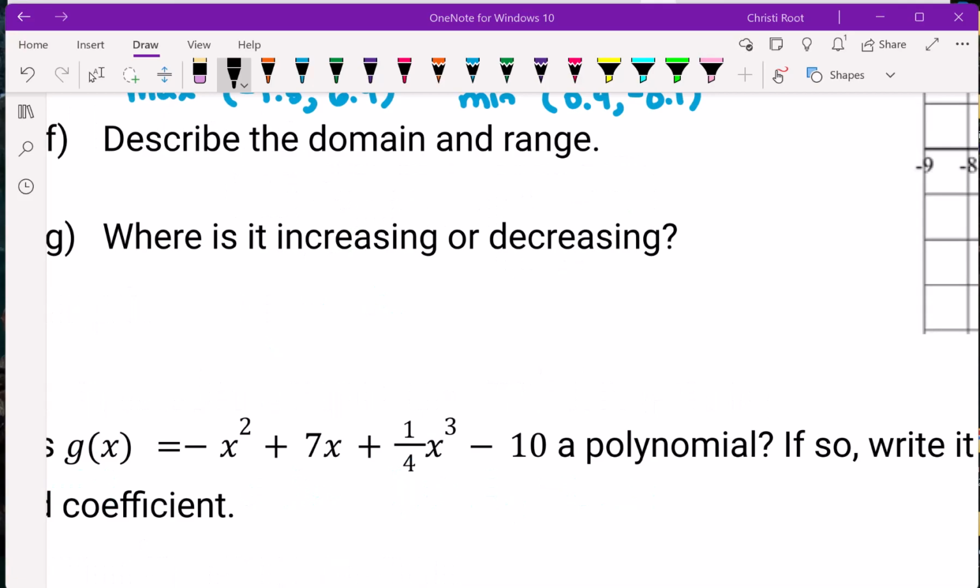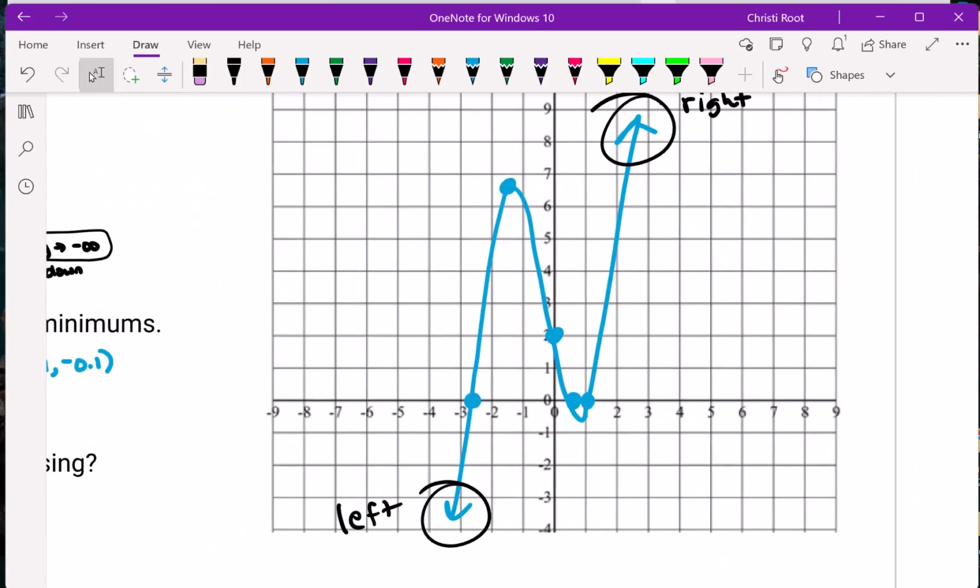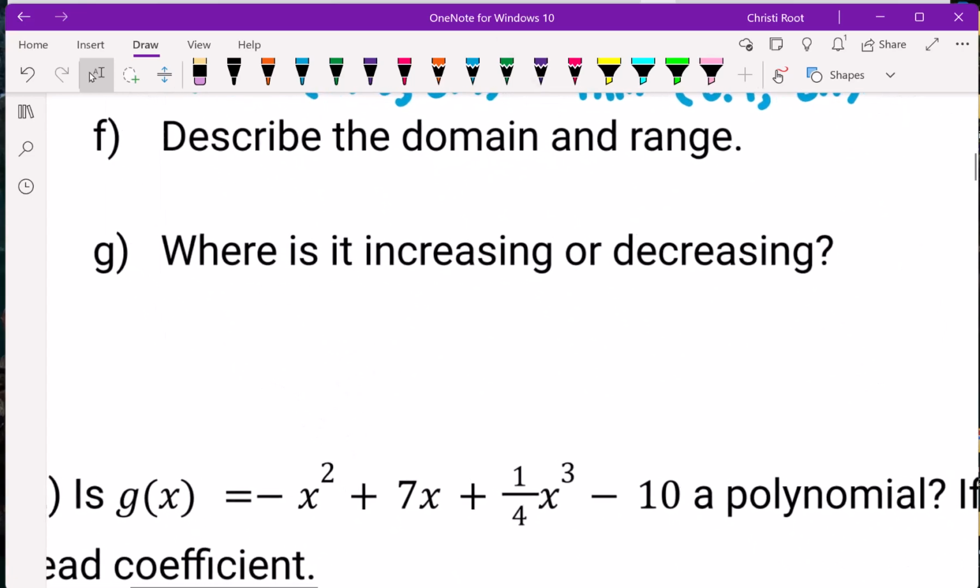The next one's to describe the domain and range. This one's actually pretty easy because there's no limitation. This graph is going to continue to go to the left and go to the right, but it also goes up and down. So no limitations at all. That means the domain and the range is all real numbers.